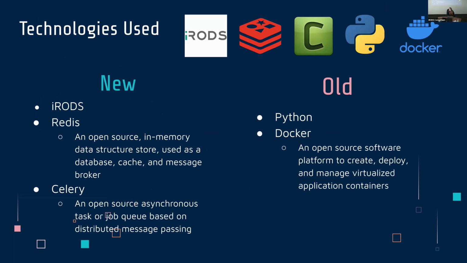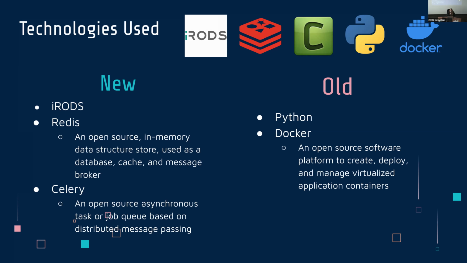So with technologies used, they're both new and old. Some of the new things I had never been exposed to before was iRODS itself. I didn't have any exposure to or understanding of iRODS until this summer. And Redis, I had also never used before, which is an open source data structure, and Celery, which is also open source, and it's used for asynchronous task and job queues.